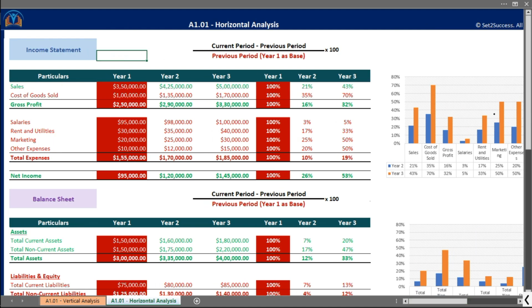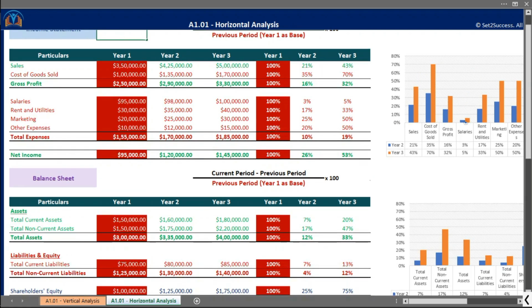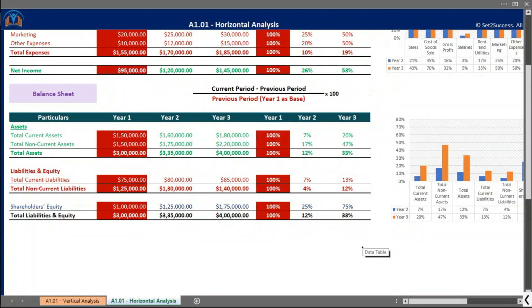Now let us do horizontal analysis for the balance sheet. The balance sheet is done the same way as the income statement. We take the current period minus the prior period, divided by the previous period, year 1 as the base, and multiply by 100. When you want to convert into percentages, you take year 1 as the base. So we are going to convert year 2 and year 3.